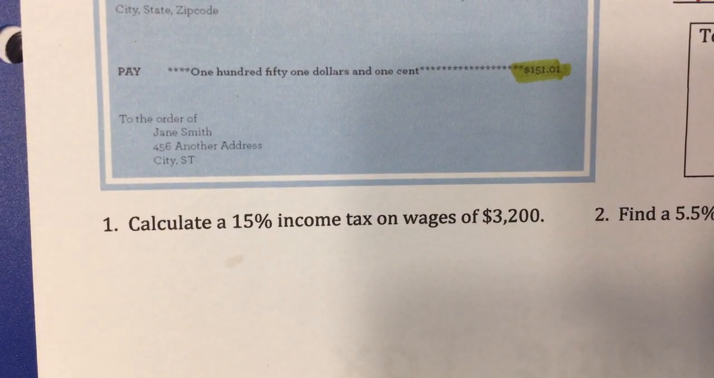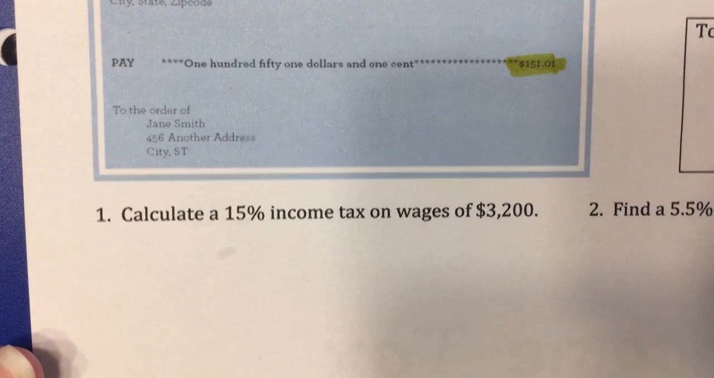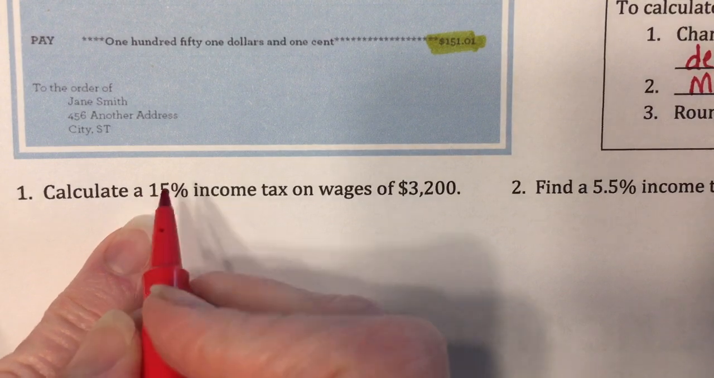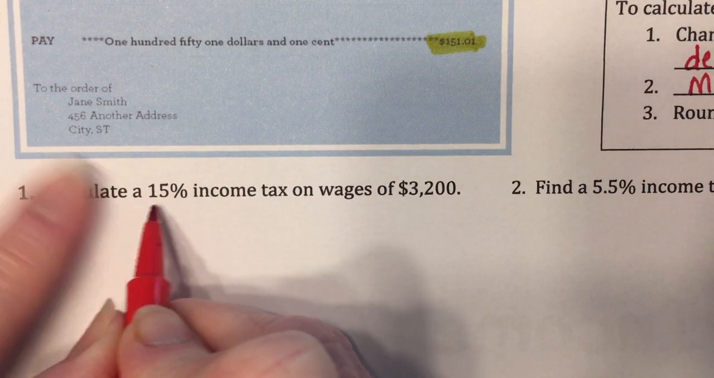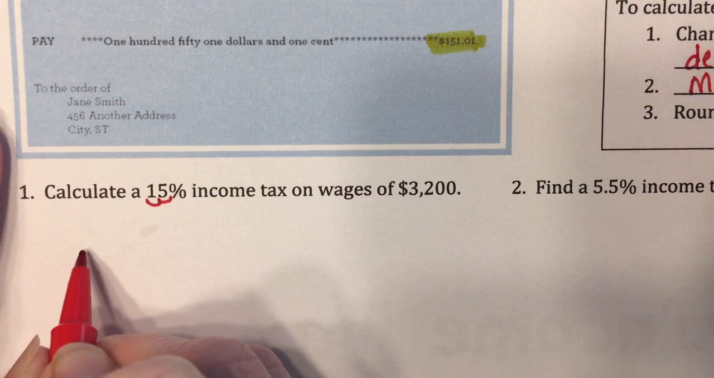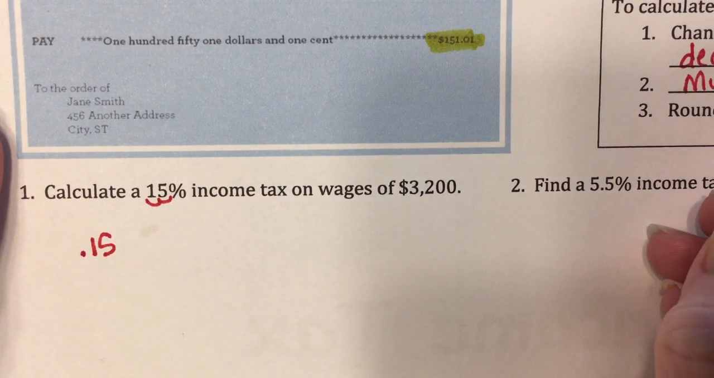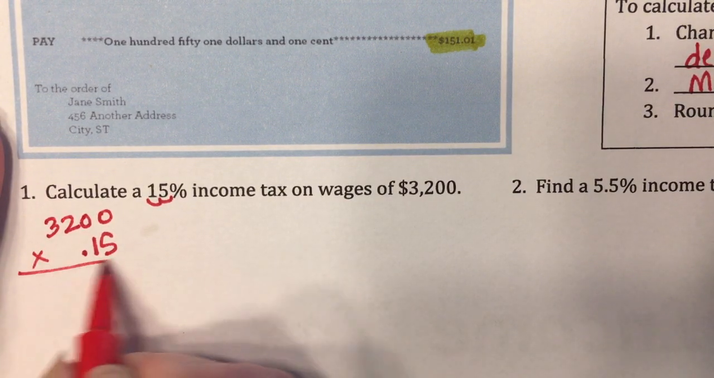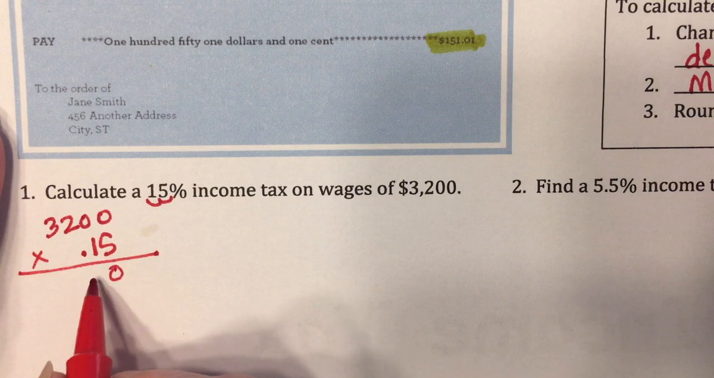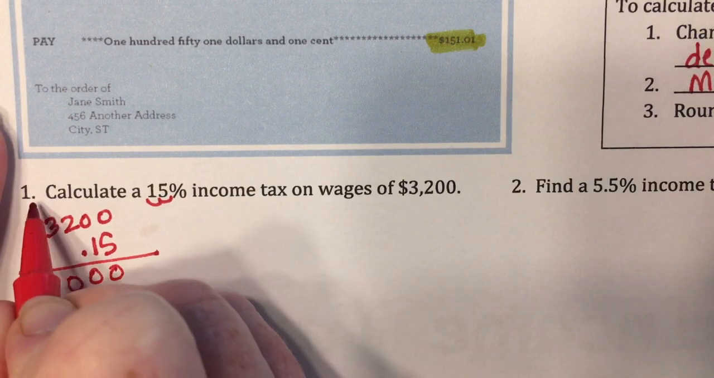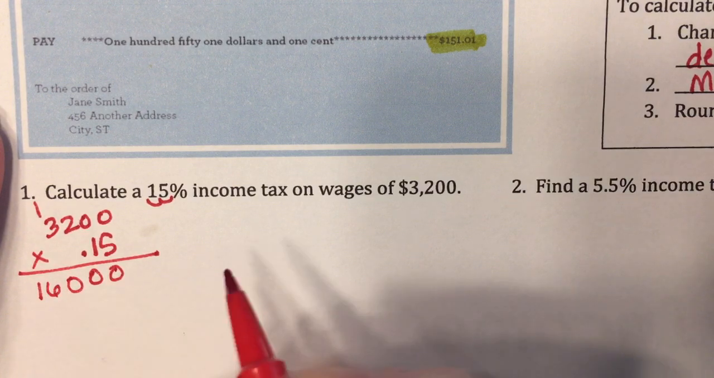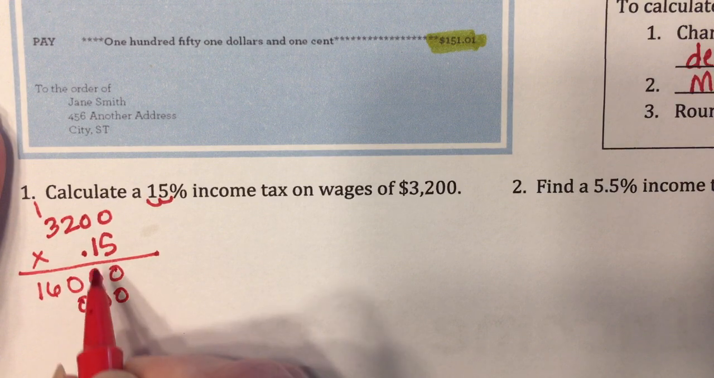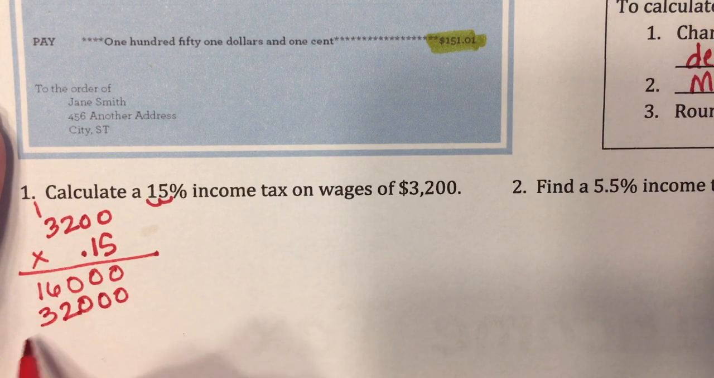We want to calculate a 15% income tax on wages of $3,200. All right. So our first step is to change the percent to a decimal. So if I move it 2 places, this becomes 0.15. And then I need to multiply times her income. So times 3,200. So 5 times 0 is 0, 0 again, 5 times 2 is 10, 5 times 3 is 15, plus 1 is 16. I start my second row with a 0, 1 times 0 is 0, 1 times 0 is 0, 1 times 2 is 2, 1 times 3 is 3.